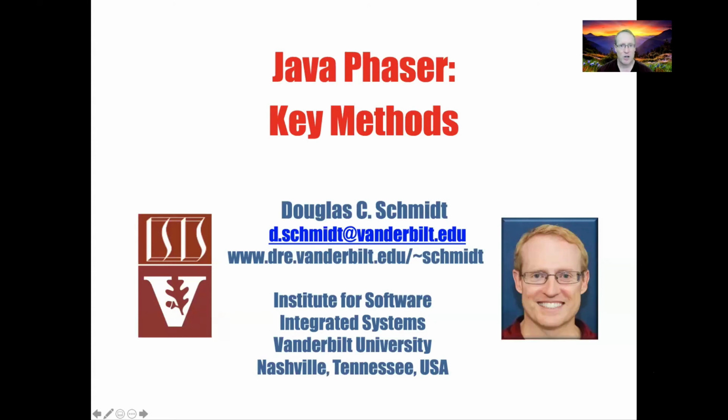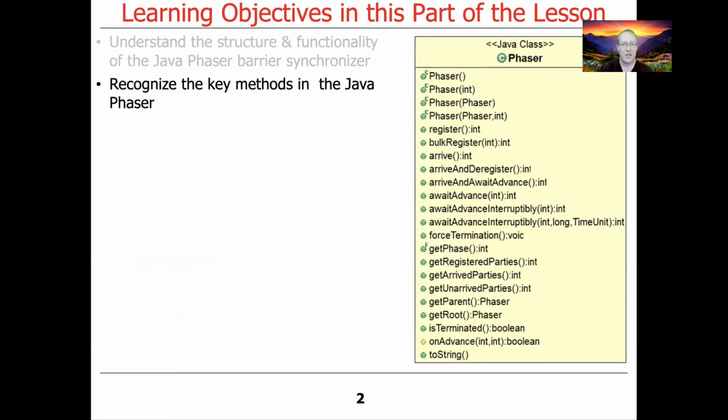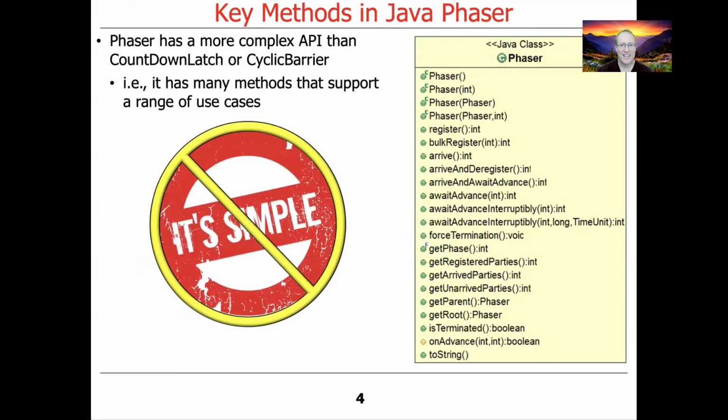Now that we've talked about the structure and functionality of the Java phaser, let's take a look at some of its key methods. As you'll see, there's a lot more methods in the phaser compared to what's in countdown latch or cyclic barrier. And these methods are not only more numerous, but they're also intended to be used in a much broader range of use cases.